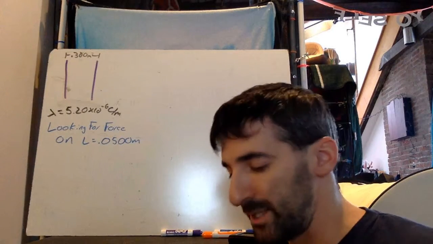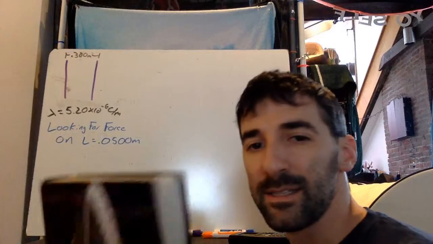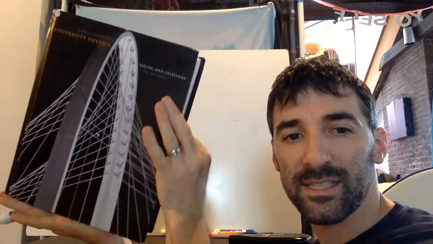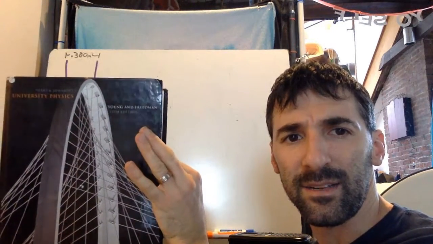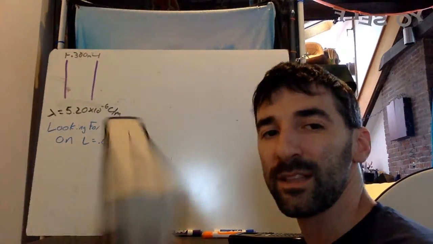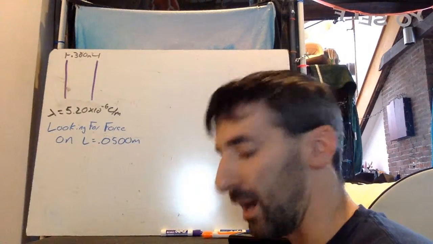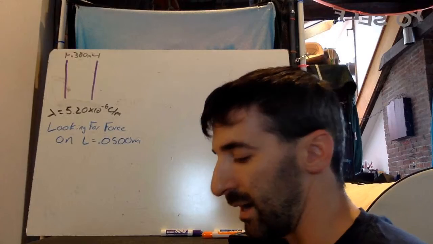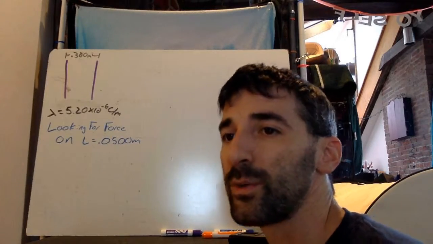Today we've got the up close and personal view into my domicile, and we'll be going over a couple of problems from your textbook. Once again, that is University Physics, the 13th edition, Young and Freeman. We're going to start in chapter 22, Gauss's Law.